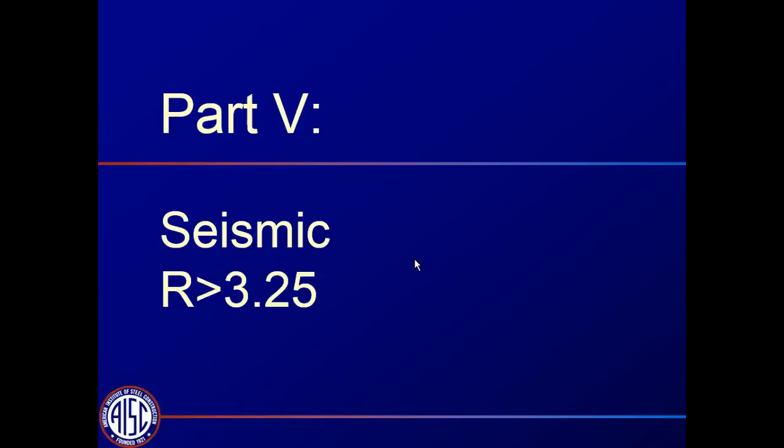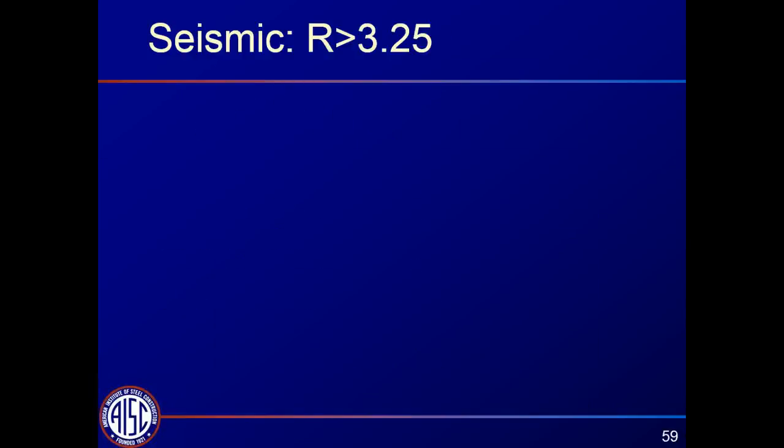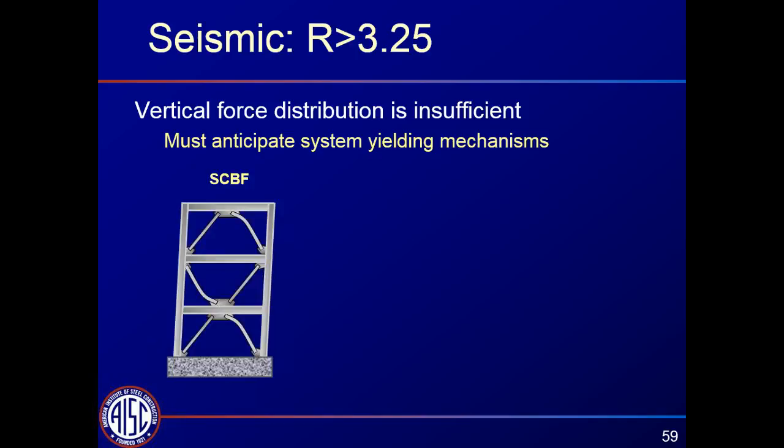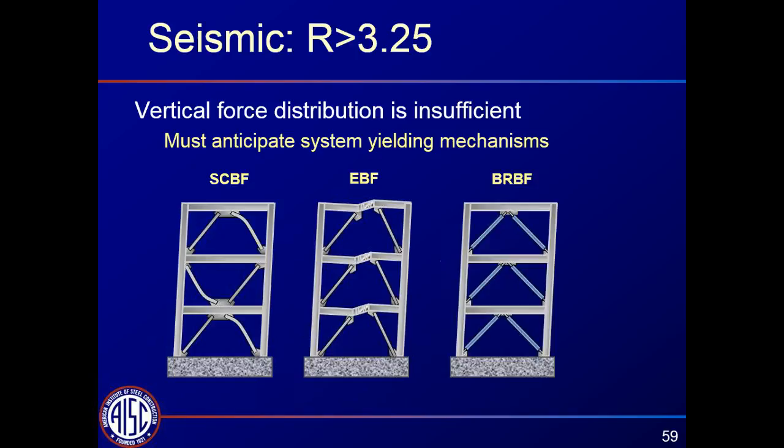Okay, now let's look at what's a little bit more complicated, the R greater than 3.25, the special systems. The vertical forces, we're not really designing this frame for the base shear forces anymore. We're designing the connections, or I should say the frame is designed for the base shear forces, but the connections are designed based on the anticipated yield mechanism. Here's the anticipated yield mechanism for the special concentrically braced frame, eccentrically braced frame, and buckling restrained braced frame.